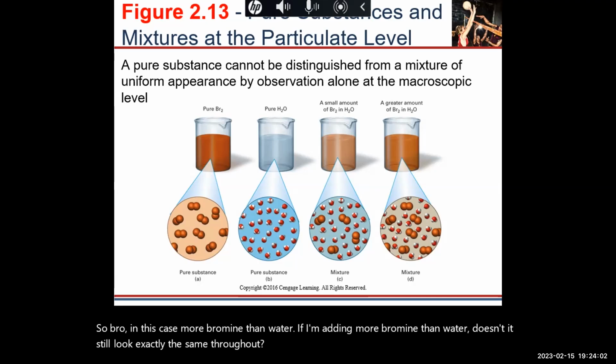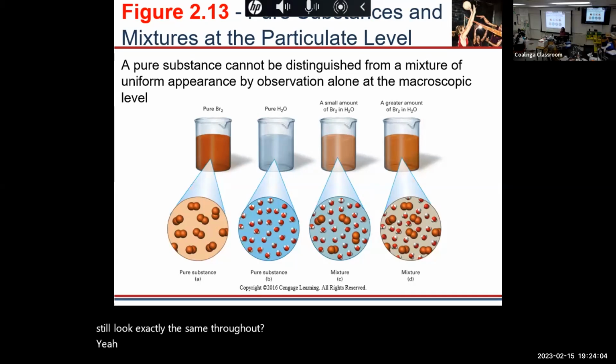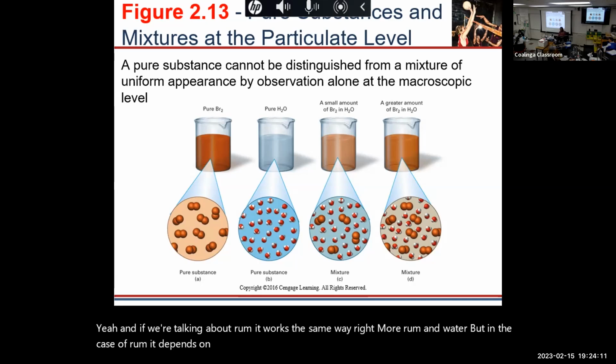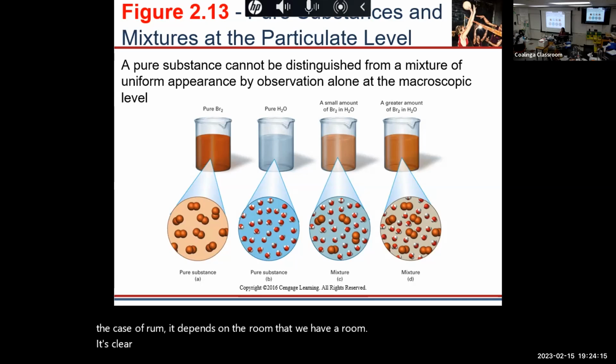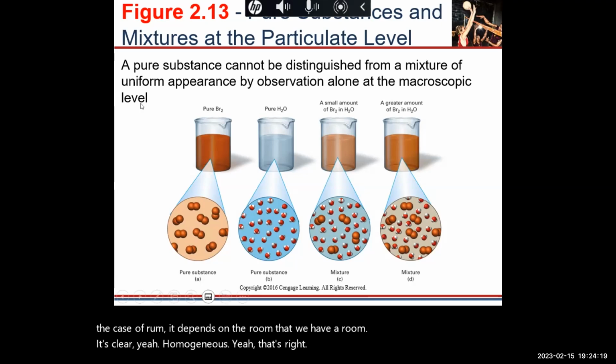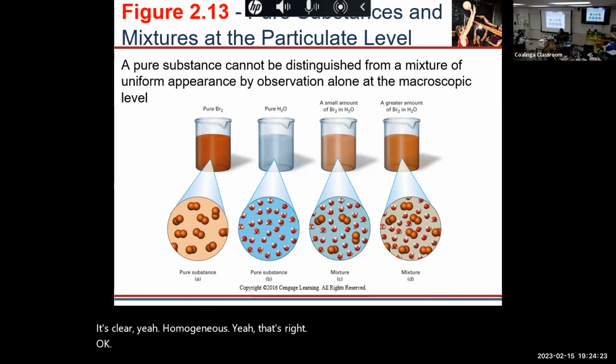Yeah, and if we're talking about rum, it works the same way. More rum than water. But in the case of rum, it depends on the rum that we have. For rum, it looks like water, it's clear. Okay, same. Homogeneous. That's right. So the first one with the small amount is homogeneous. Yes, it's homogeneous.